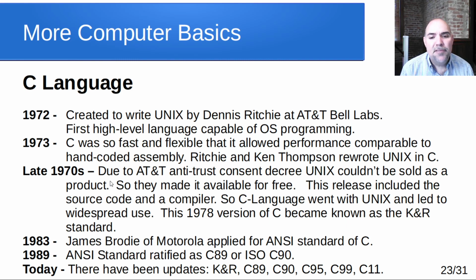James Brody applied for an ANSI standard for C, saying we need to standardize this so a program that somebody writes in C on a Digital Equipment computer will run on a Data General machine. So rather than having to make changes to the source code, let's standardize it. In 1989, the ANSI standard was ratified as C89, or ISO C90, which followed shortly after. ANSI is the American National Standards Institute. They just keep track of standards for things. They made a standard for the C language, and that became the official standard in C89.